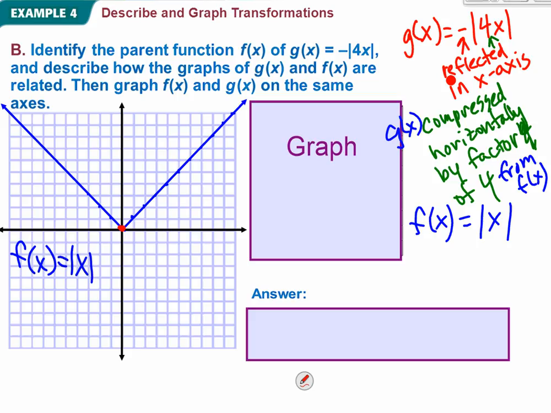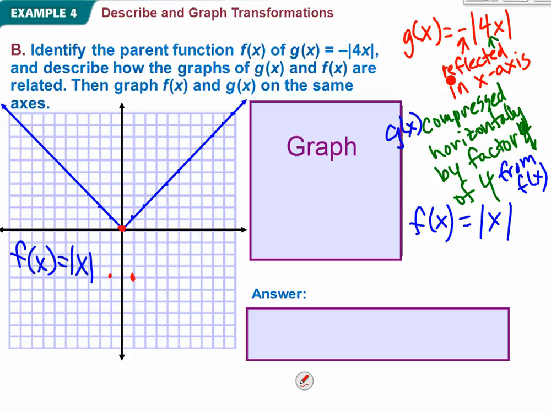And now, if I want to make a table of values in my head, when I put in 1, I'm going to get 4 times 1 is 4, absolute value of 4 is 4, and it'll be -4. So at 1, 1, 2, 3, 4, I'll be at -4. At -1, I'll also be at -4. -1 times 4 is -4. Absolute value of that is +4, but then I'm going to have the opposite.